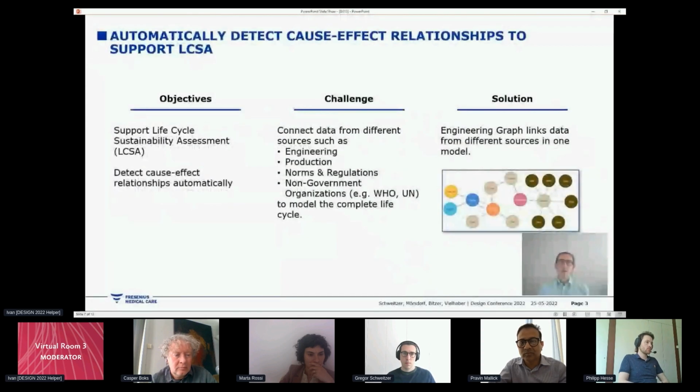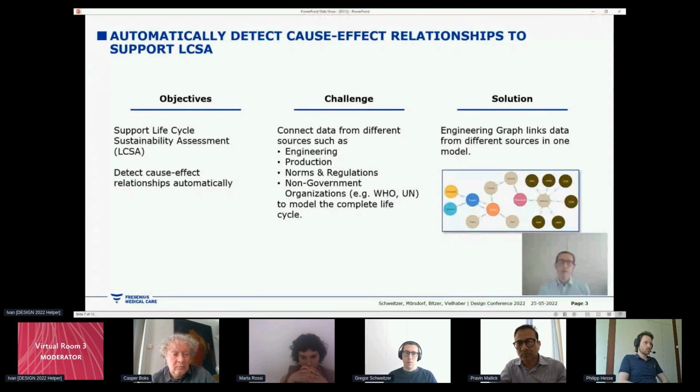In our paper, we have the objective of supporting lifecycle sustainability assessment by detecting cause-effect relationships automatically. The challenge here is that data from different sources needs to be connected. The data sources can be from engineering, from production, from norms and regulations, and from non-government organizations such as the World Health Organization and the United Nations. All of this data needs to be modeled in one model to represent the complete product life cycle and be leveraged to perform an LCSA.